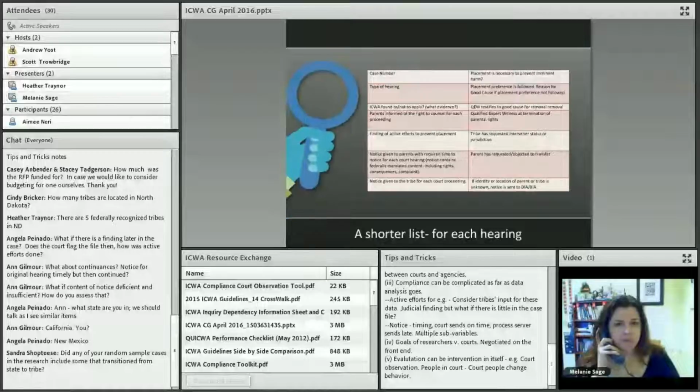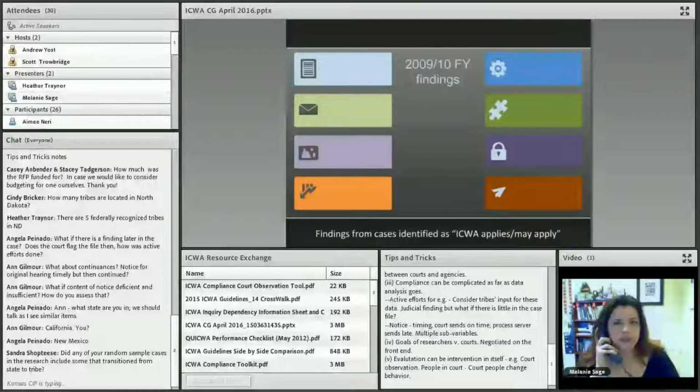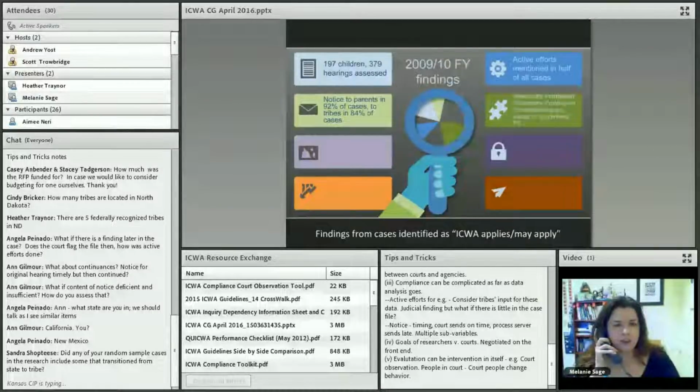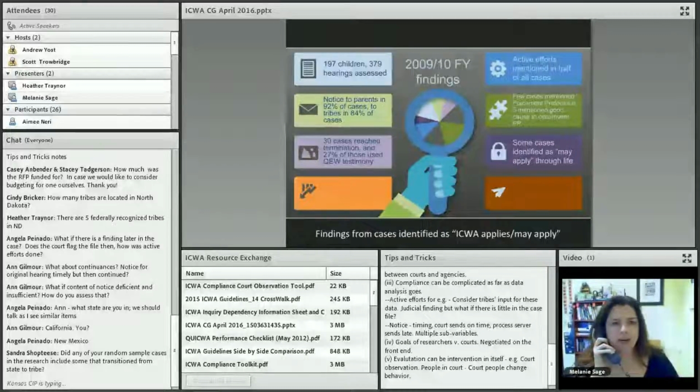So here's some of the juicy stuff, some of our findings. In our first data set, the 2009-2010 fiscal year data, we had 197 children who had 379 hearings. So we looked at all those variables for each of those 379 cases. About 92% of those cases said notice was provided to all parents. This is just a finding that everybody was notified. It doesn't necessarily reflect actual proof of notice found in every case. And also, notice to tribes was fairly high at about 84%.